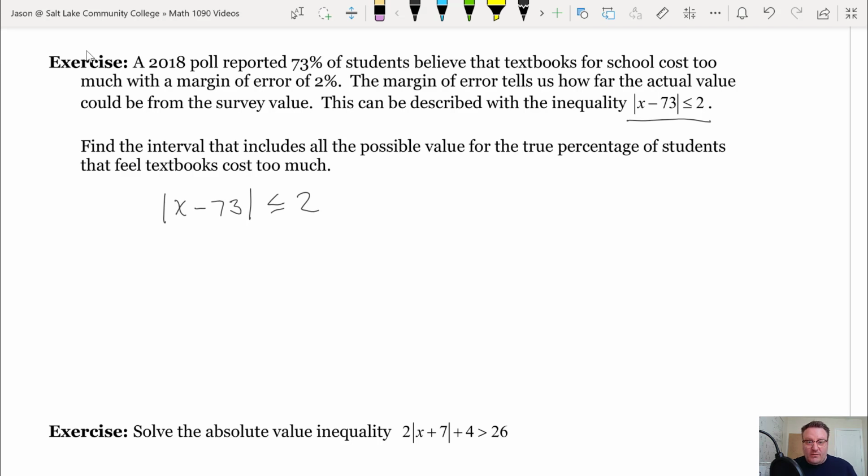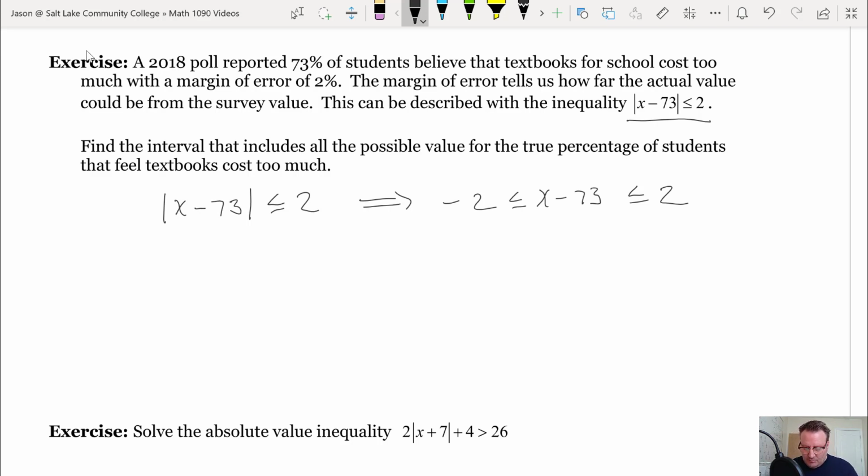Okay, so we want to solve this inequality. What we do is we transform this into a compound inequality. We just put negative 2 on the left, we put positive 2 on the right, and we use the same symbol. If we have strict inequality, we use strict inequality. If we have non-strict inequality like we have here, we use that. And then we can drop the absolute value bars, and we just take the expression inside the absolute value function and put it in the middle.